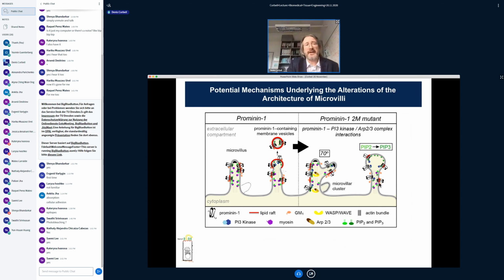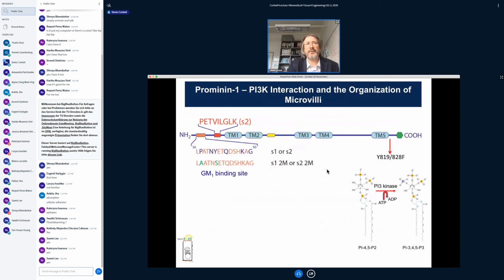We have proposed that prominin-1, within the lipid raft, or by binding GM1, allows the proper structure to be kept. If we block or interfere with that, the interaction can occur and transform the shape of the microvilli. So what we do, if it's true that the binding of prominin-1 is important to normally keep the shape, is create mutants, and we change the shape.